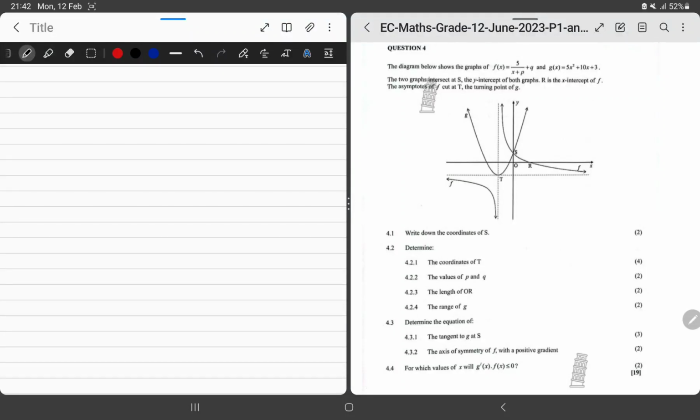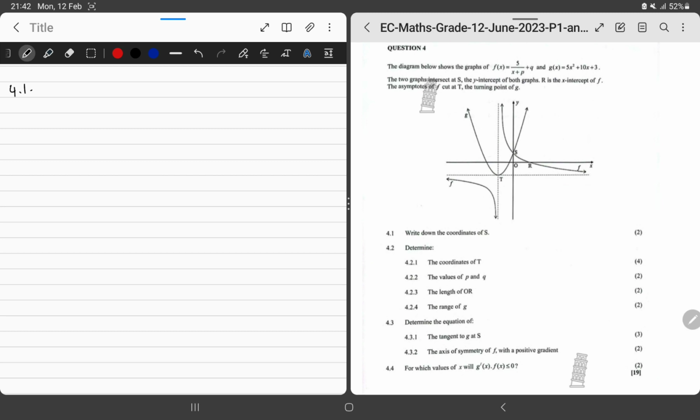Taking this question from the Eastern Cape, June 2023. The diagram below shows the graph of f(x) and g(x). The two graphs intersect at S, the y-intercept of both graphs. R is the x-intercept of f, the asymptote of f cuts at T, the turning point of g.